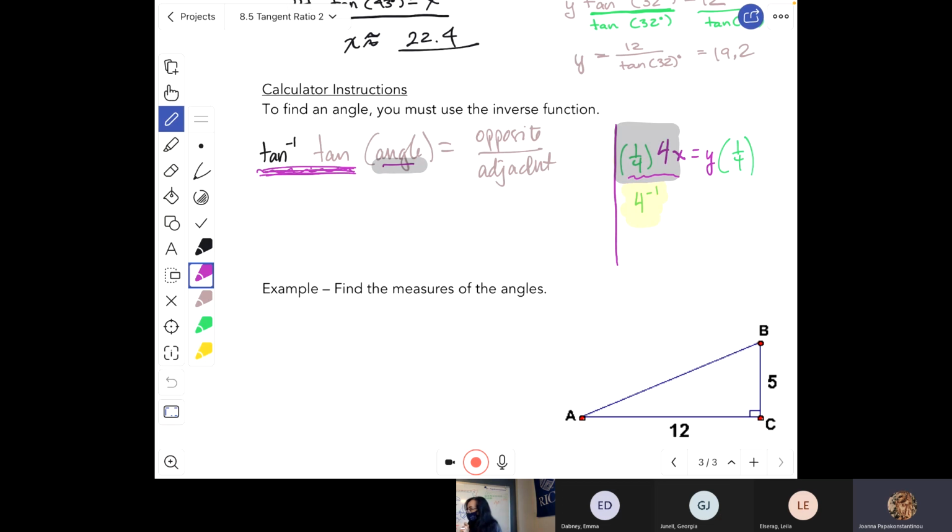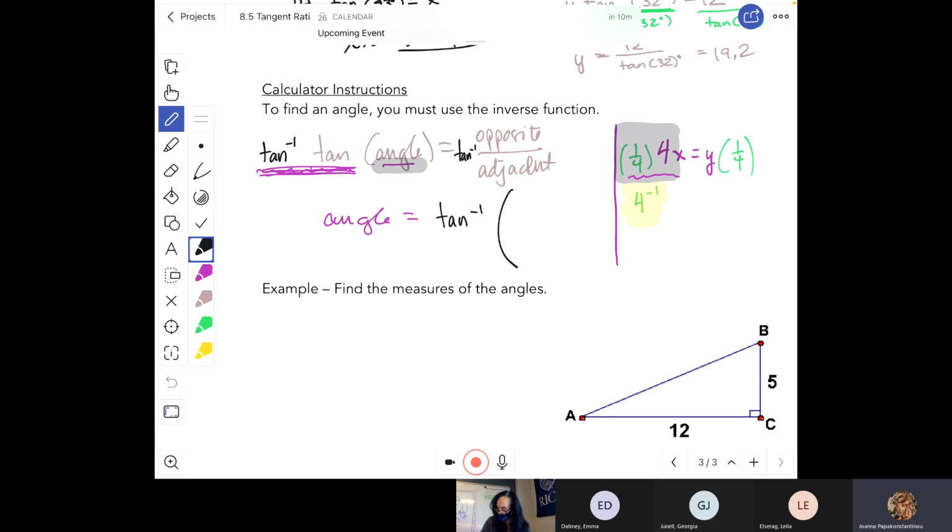That is exactly right. So now the angle becomes, like you said, the inverse tan of the opposite over the adjacent. And guess what? Right above that tangent button is the inverse tan. Okay? So let's go ahead and try an example.